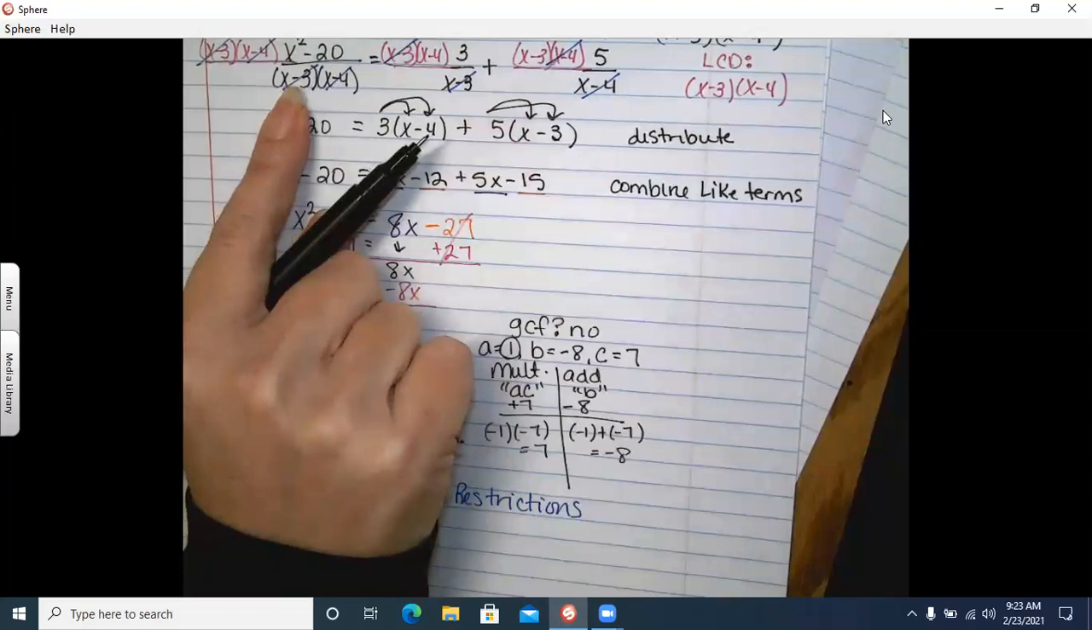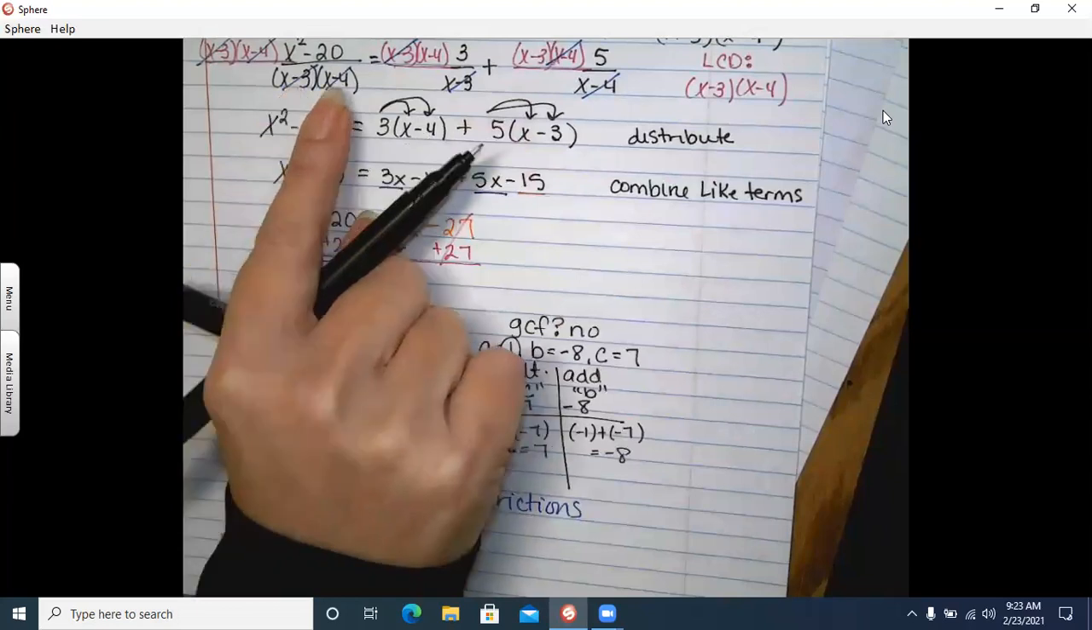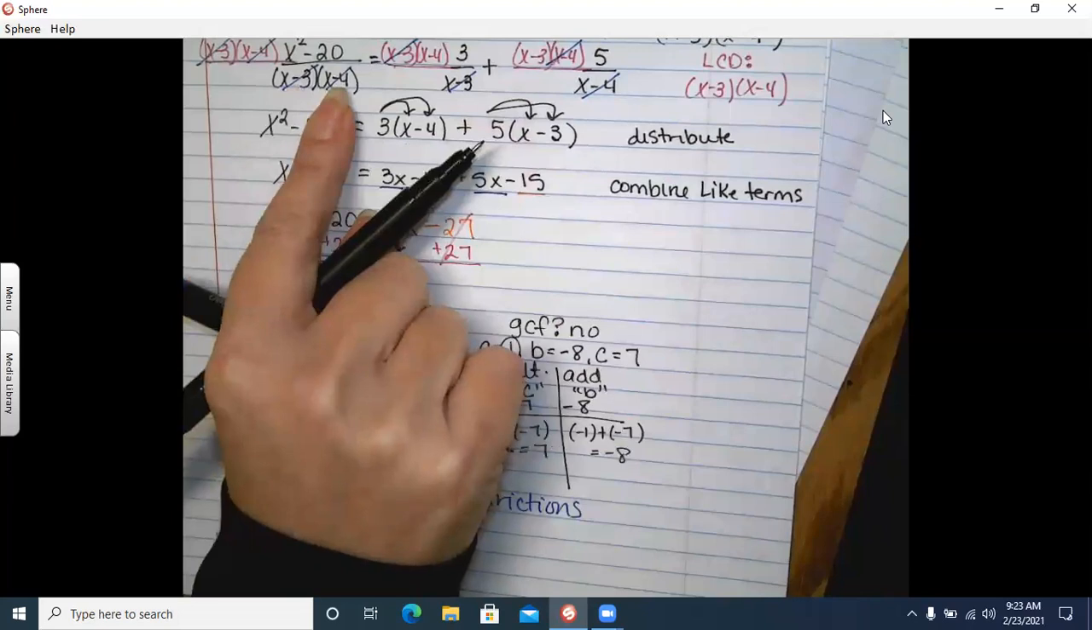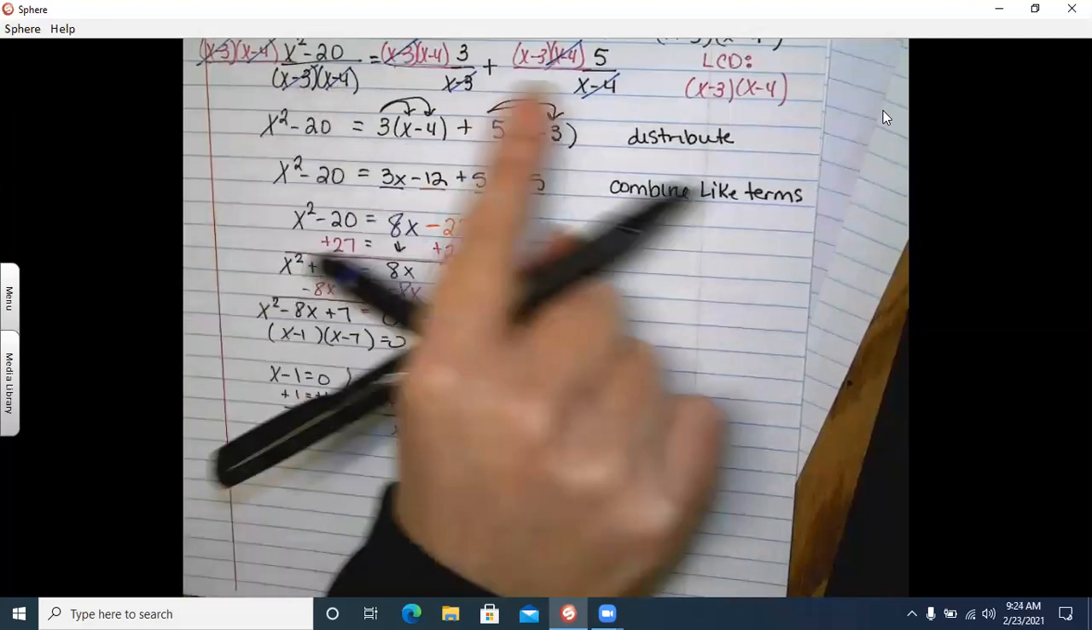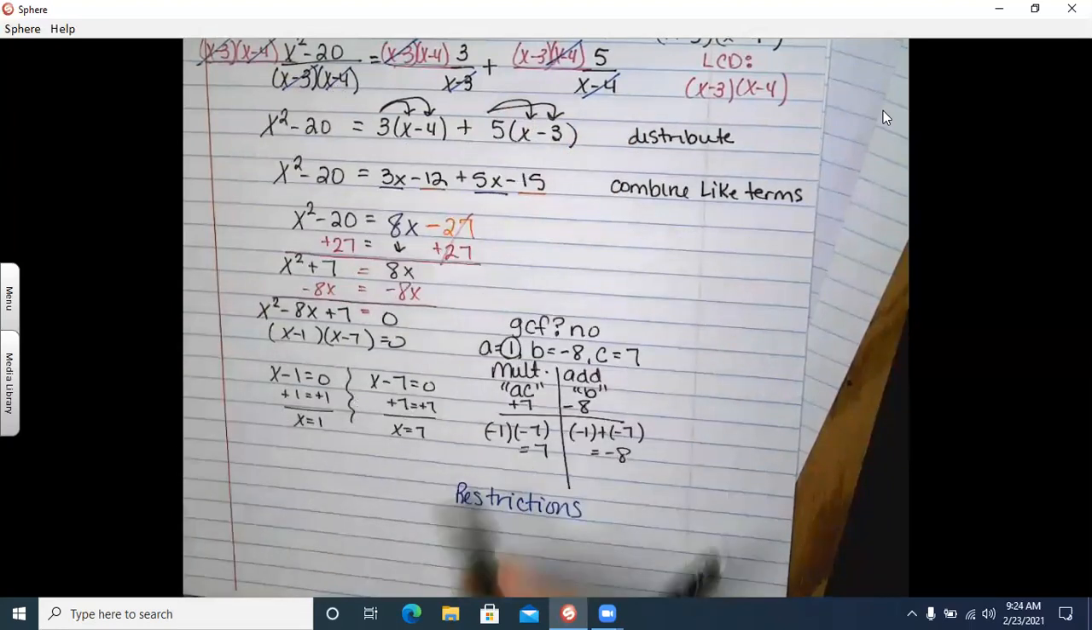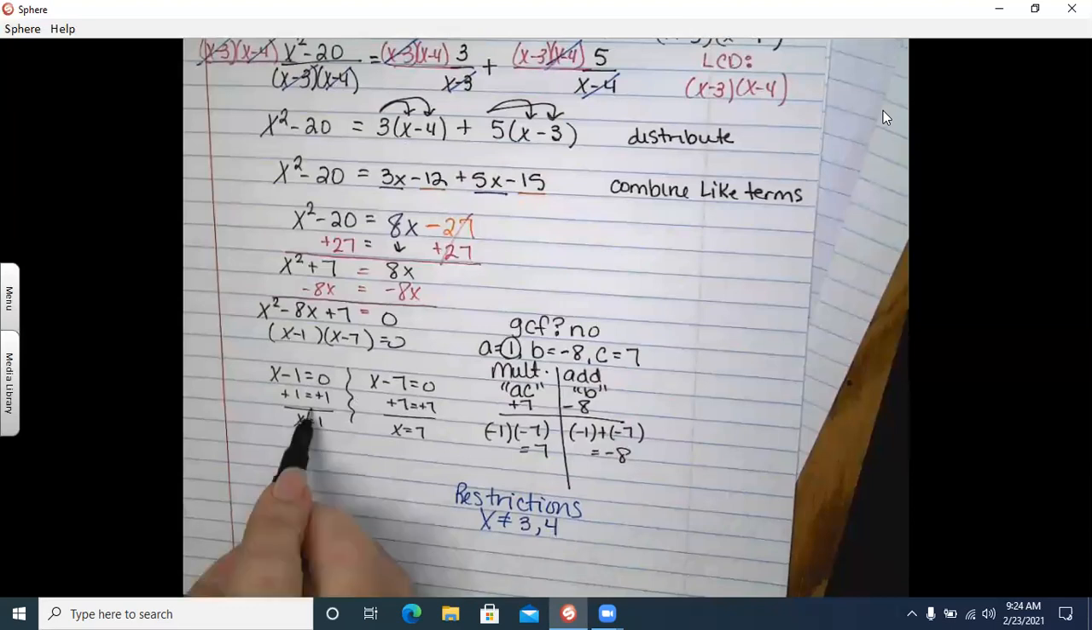3. So 3 is a restriction. When I'm talking about x minus 4, what would x have to be to give me a 0? 4, because 4 minus 4 is 0, right? So x can't be 3 or 4, and these two would be the same, 3 and 4. X cannot equal 3 or 4. Did either of my answers equal 3 or 4? No. So my answers are good.